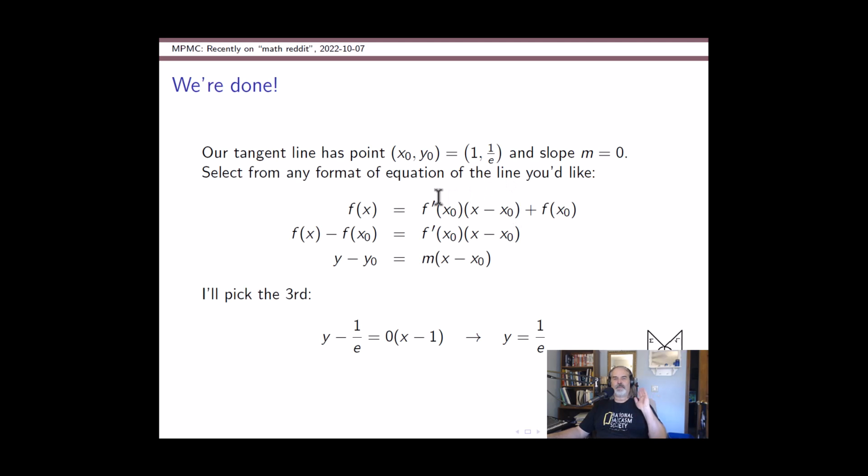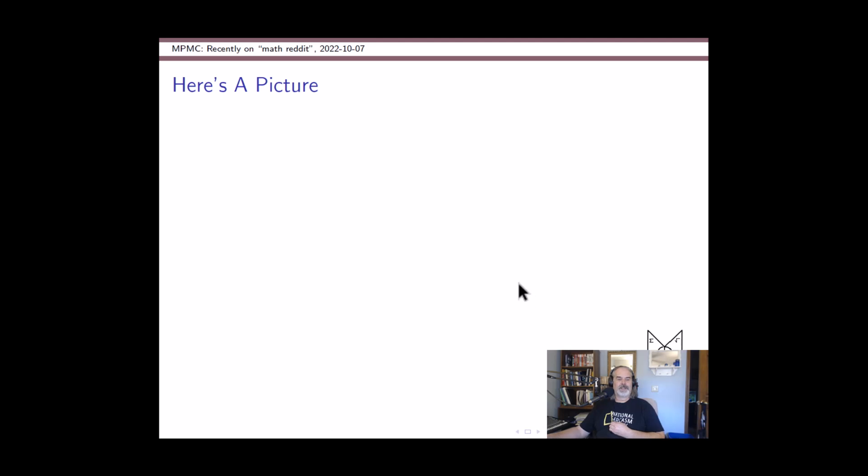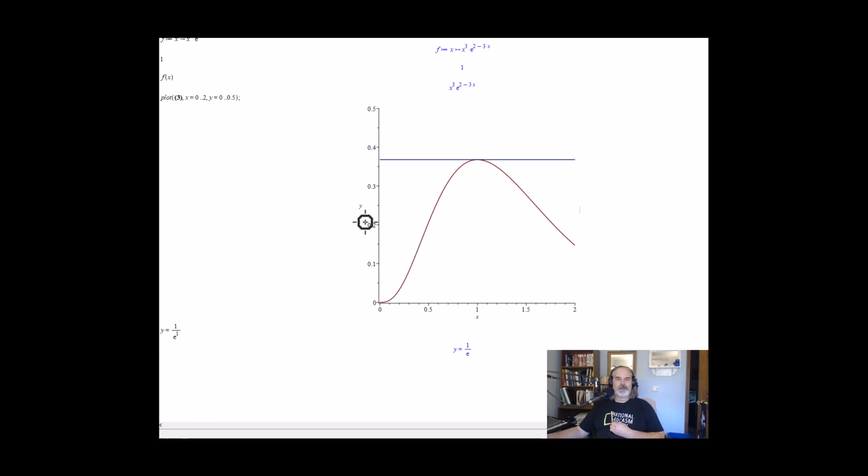So pick whichever format of this equation of the tangent line you like. I'm going to pick the third one. I know my point has an x-coordinate of 1, a y-coordinate of 1 over e, and I know my slope is 0, and we shake this out to the line y equals 1 over e, which turns out to just be a horizontal line. Here is a picture of this scenario.